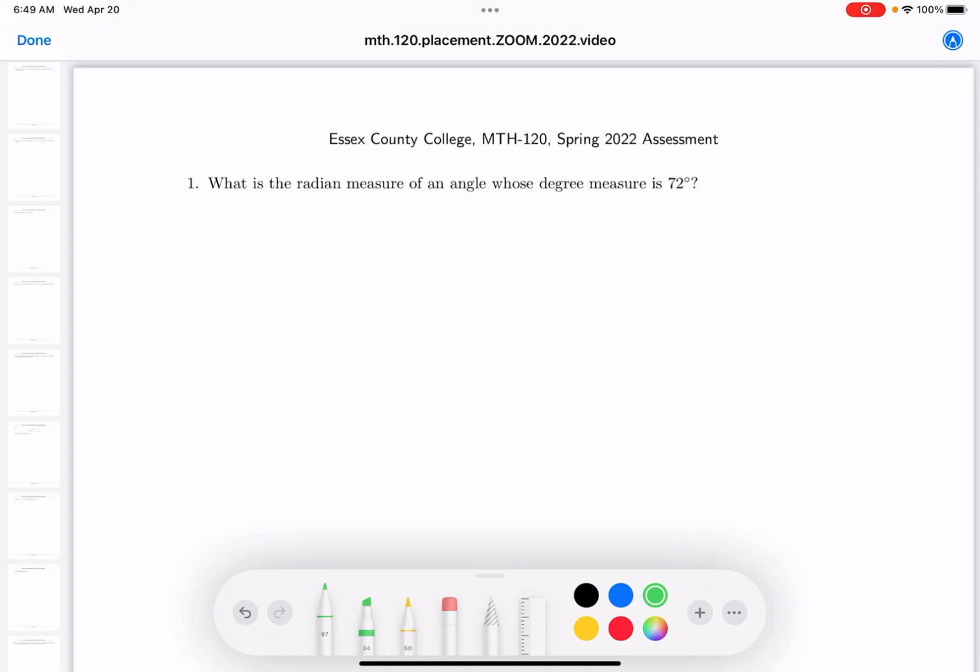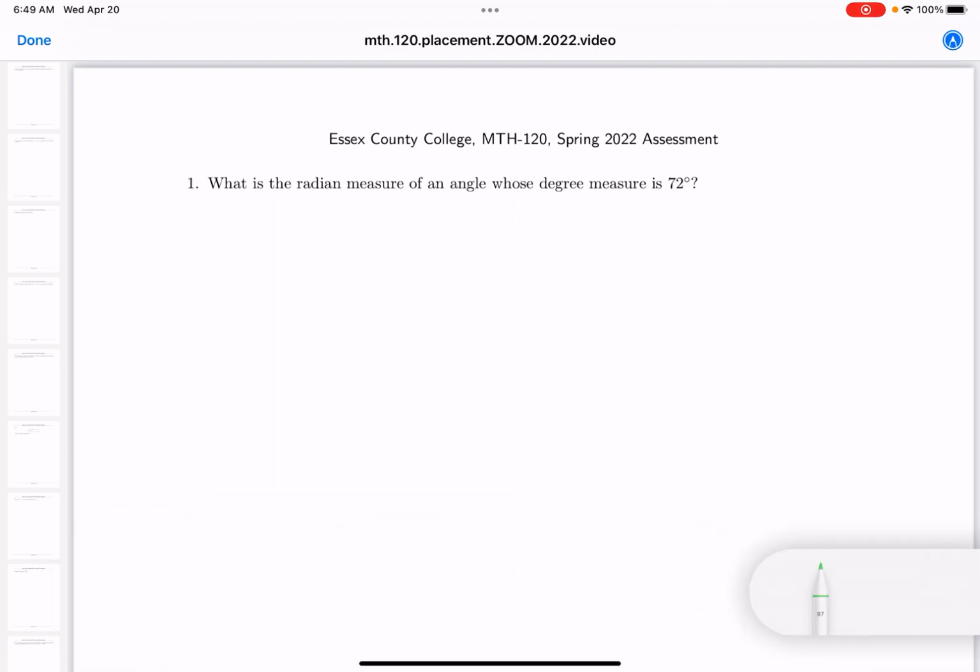Okay, let's start with the first problem. It says, what is the radian measure of an angle whose degree measure is 72 degrees? A simple question. Write this down: 72 degrees times pi over 180 degrees. You're expected to simplify, of course.